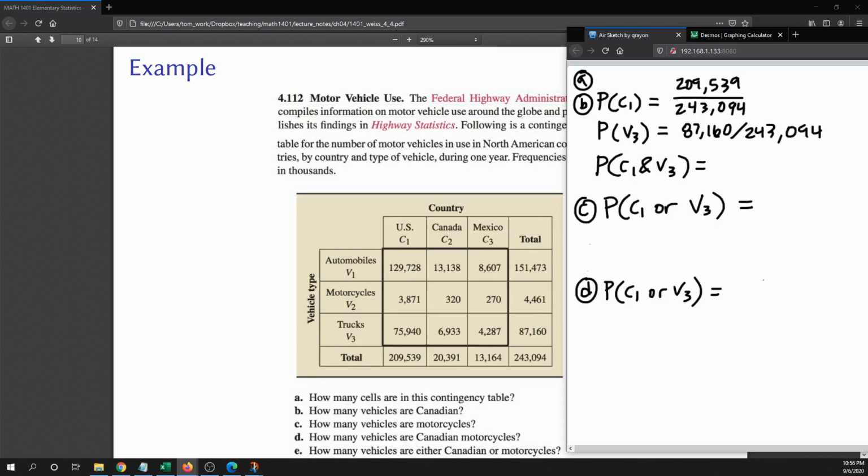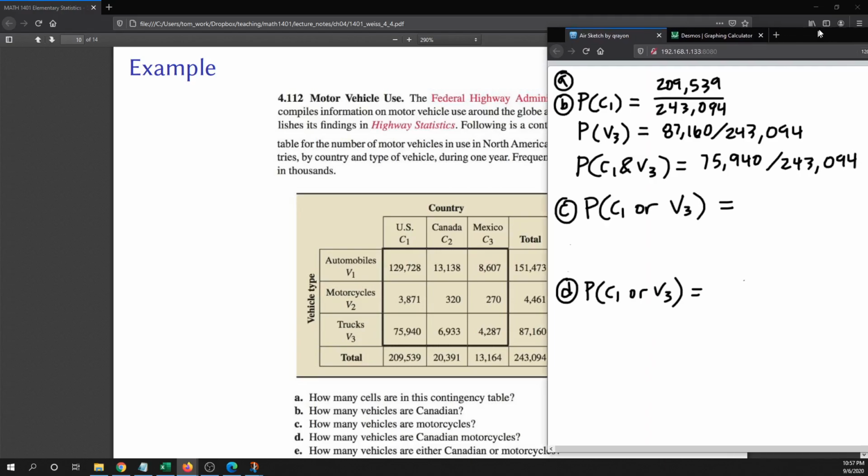And then finally on this part B, we want to know the probability of C1 and V3, right? So that would be the number of trucks there are in the US, which is 75,940,000, and then divided by the number of vehicles in the sample space, so that's 243,094 thousand. Okay. And let me see if I can move that over slightly. There we go.